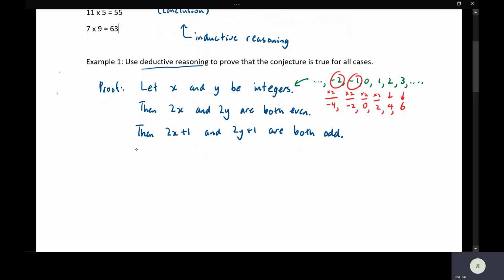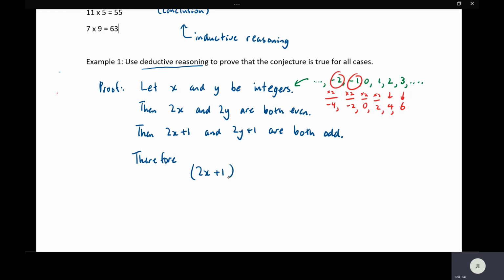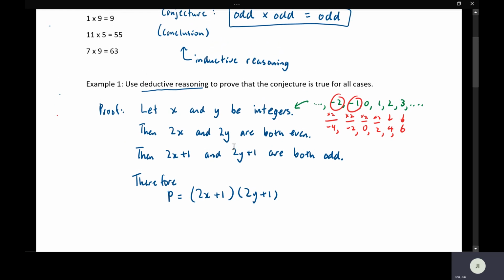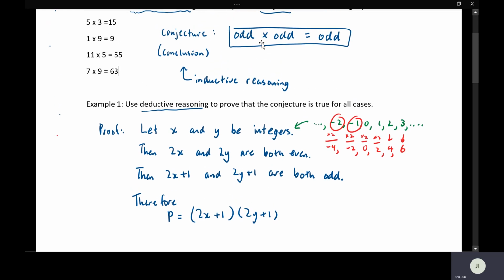So therefore, if I take these 2 odd numbers, so if I take 2x plus 1 and multiply it with 2y plus 1, this is actually the product. So I'm going to write p equals. Okay, so this is what I want to prove: when I multiply 2 odd numbers, I want to show that this turns out to be odd. That's the conjecture that I want to prove. Right, so odd times odd is odd.